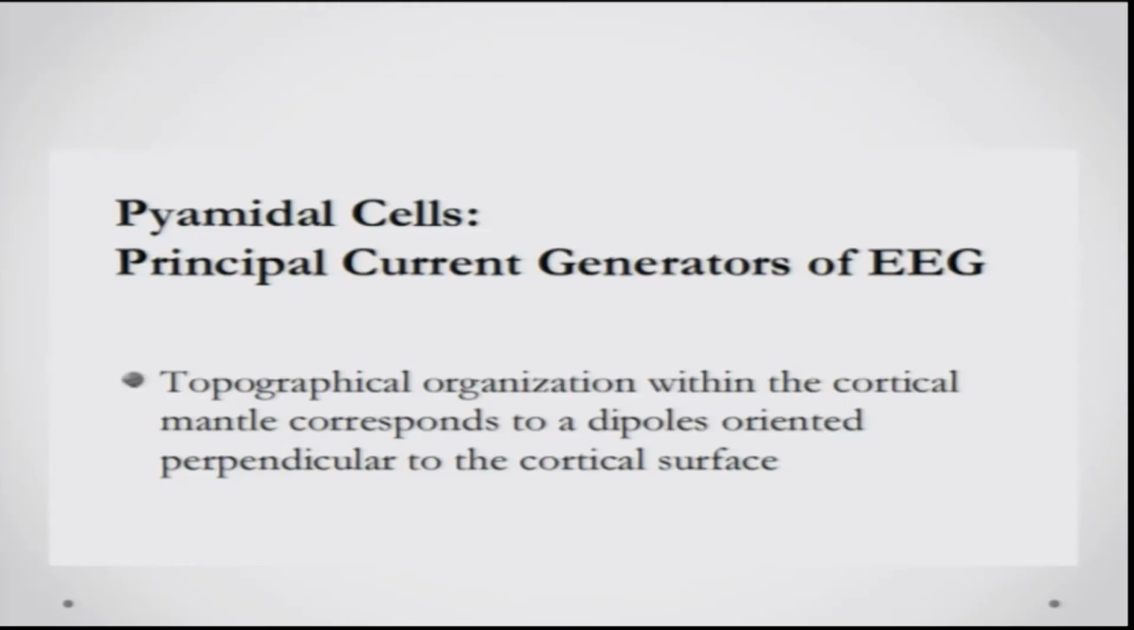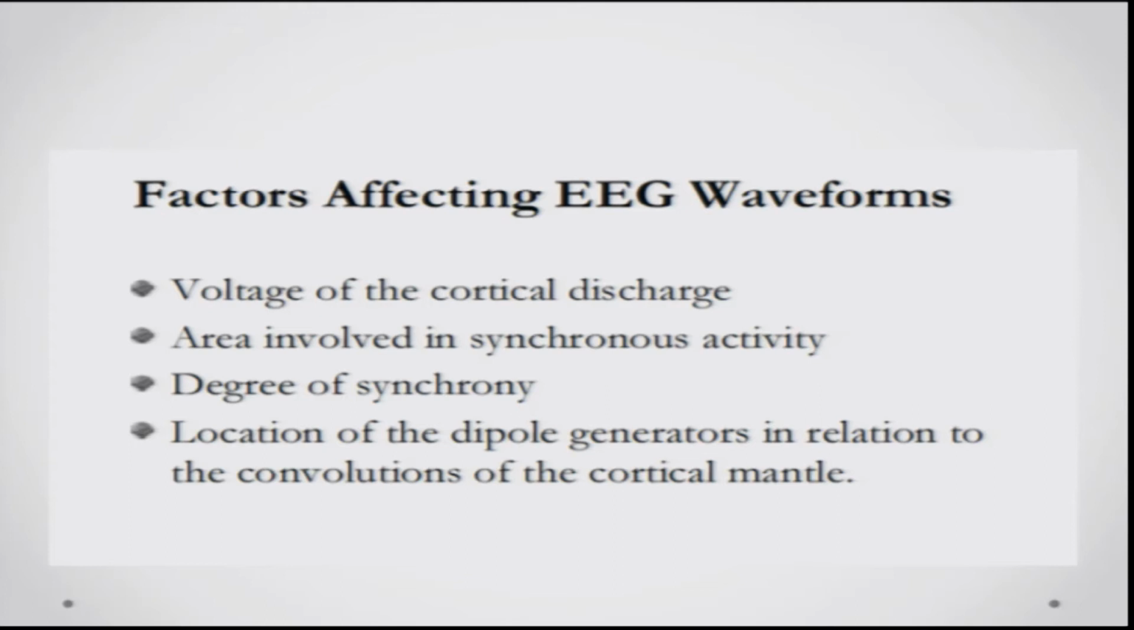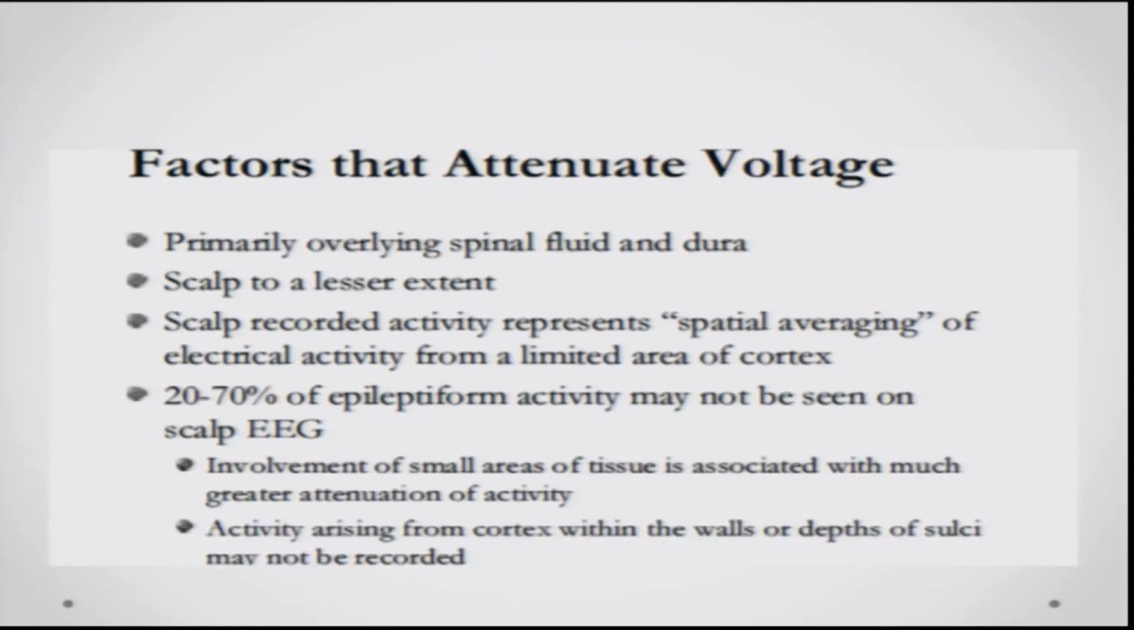Pyramidal cells, as we have talked about, are the principal current generators. So, what is important? The voltage, the area involved in synchronous activity, and the degree of synchronicity. The current has to travel through spinal fluid, dura, and scalp, and there is an averaging of electrical activity from a limited area.